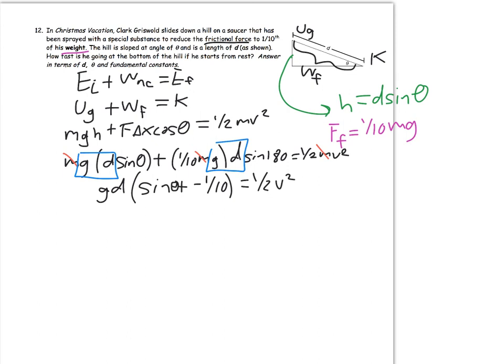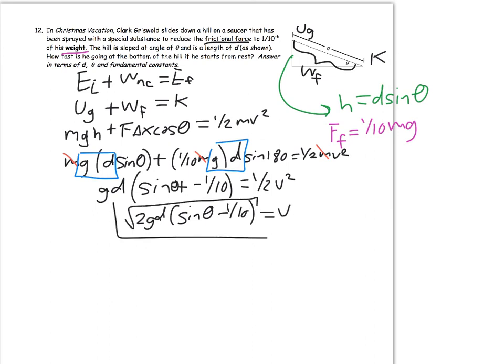Multiply both sides by 2 and take the square root, and I get that the square root of 2gd times the quantity sine of theta minus 1/10 is equal to v, and there's my final answer.